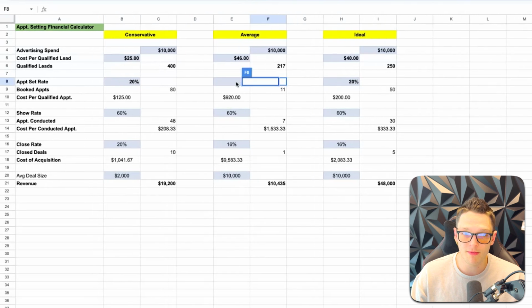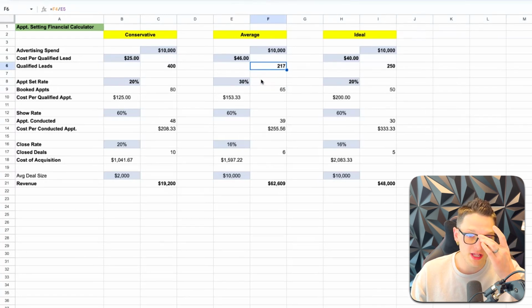And so I only say this to say there are multiple things that you could do to increase your appointment set rate. So I think that in general, 20% is very conservative, but we would say across the board, most of our clients are seeing at least 30%, sometimes upwards of 50% of their qualified leads actually booking calls with them.